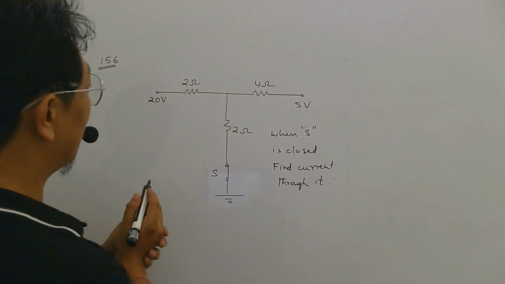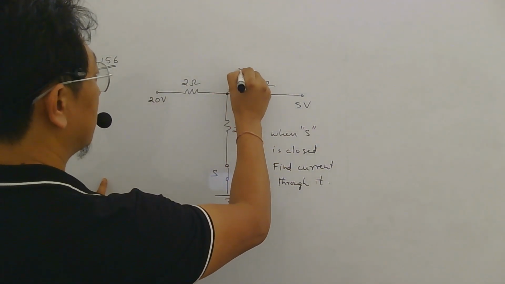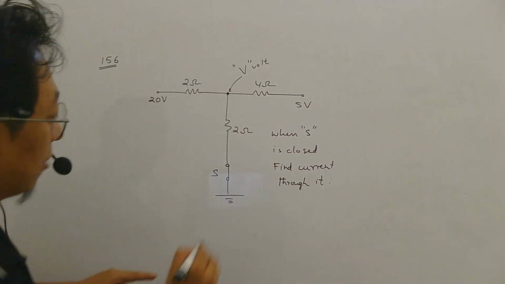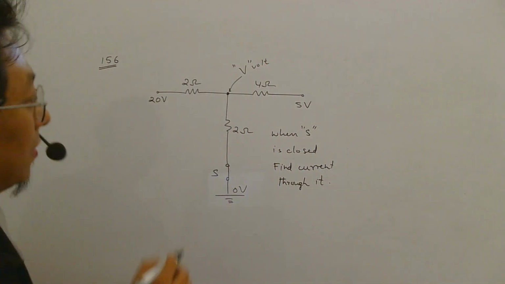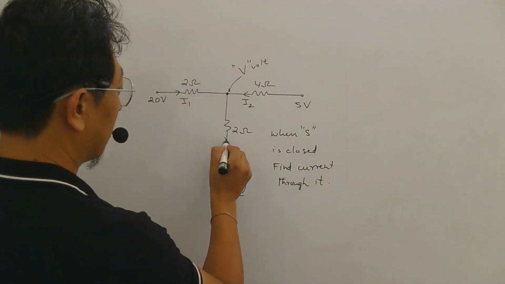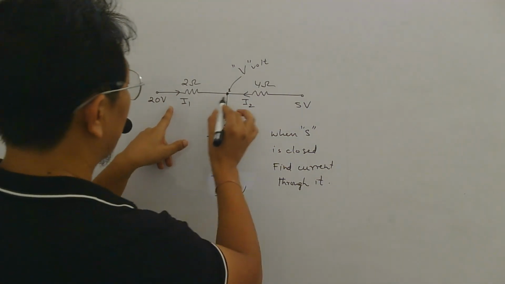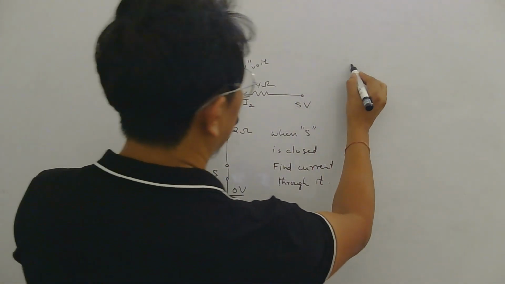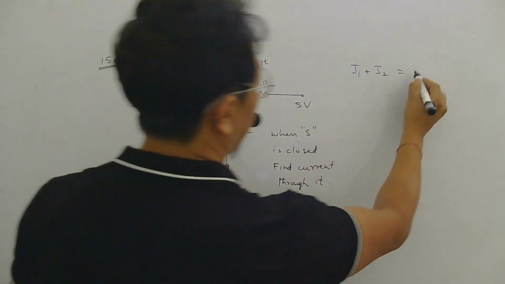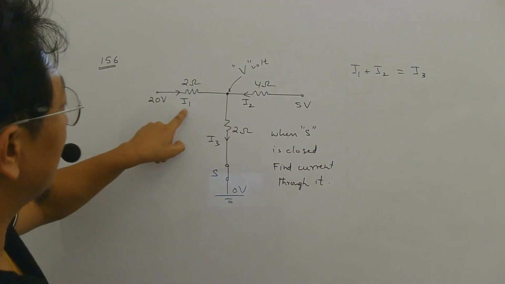Here they want the current. So the best way to do this is, let us assume this junction here is at potential V volt. This is ground, so this will be 0 volt. Now let's say current from here is I1, current from here is I2 and current here is I3. Let's assume. Then you know that this is entering, this is entering. So I1 plus I2 must be equal to the current leaving.